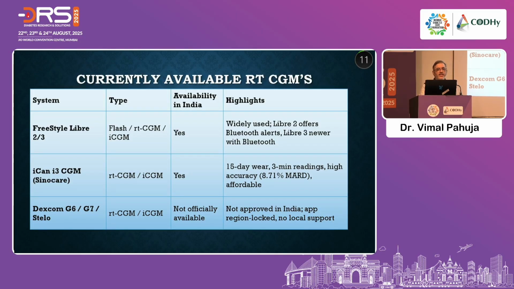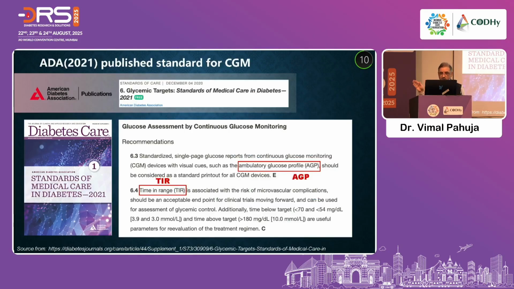But the i3 CGM sensor, the first sensor, which was 15-day wear, Abbott brought it out later, 15 days. Initially it was 14 days. It's a 15-day wearable device, with 3-minute readings and high accuracy, a MARD of 8.7%. The industry standard is a MARD of 15%. Sometimes nowadays it becomes more rigorous, 11%. So 8.7% is a very, very good MARD in these sensors. Dexcom is not available currently.